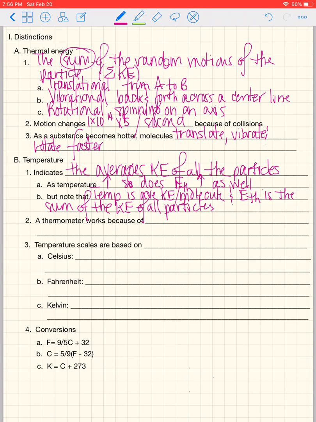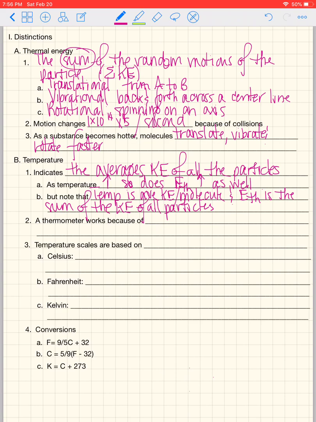So let's move on to the next piece of it, and let's talk about how a thermometer works. A thermometer obviously is the tool that measures the average kinetic energy. It indicates it. It's not measuring it in terms of, well, the average kinetic energy is X number of meters per second, but it's an indication of the average kinetic energy.